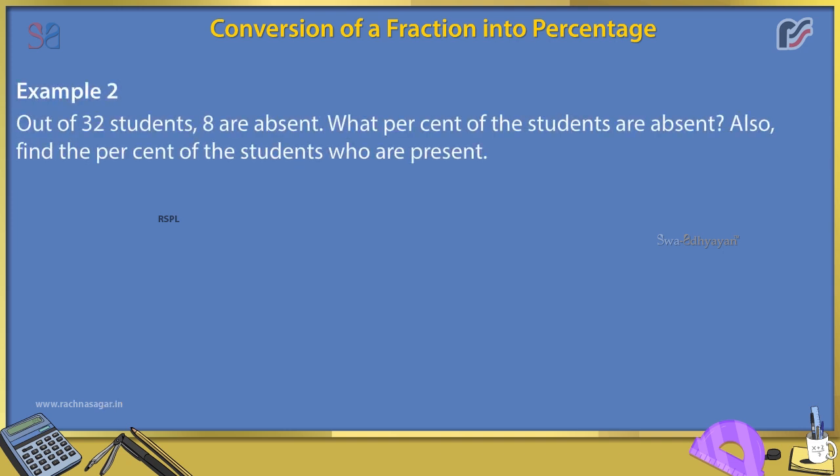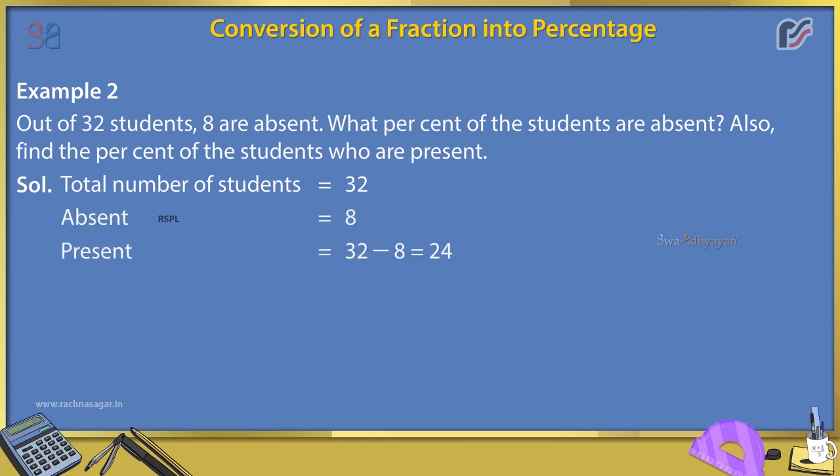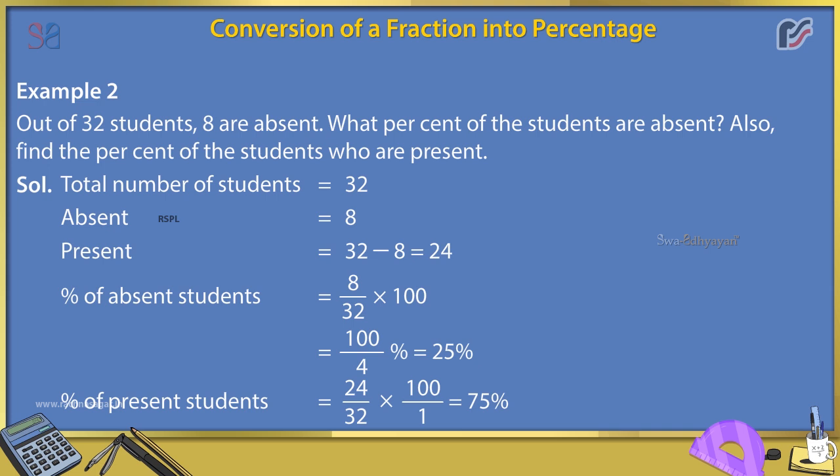Example 2. Out of 32 students, 8 are absent. What percent of students are absent? Also, find the percent of the students who are present. Solution. Total number of students is equal to 32. Absent is equal to 8. Present is equal to 32 minus 8, which is equal to 24. Percent of absent students is equal to 8 by 32 into 100, which is equal to 100 by 4%, which is equal to 25%. Percent of present students is equal to 24 by 32 into 100 by 1, which is equal to 75%.